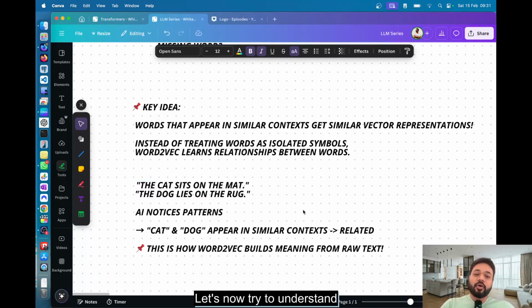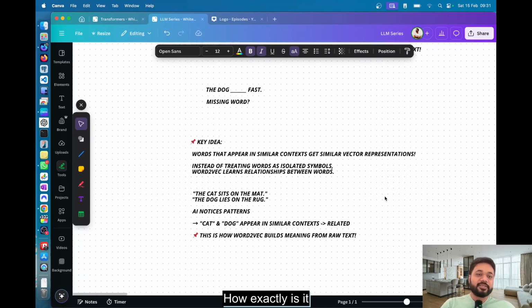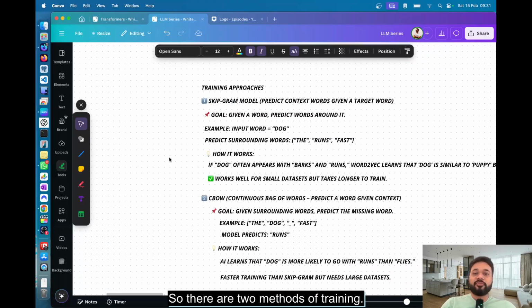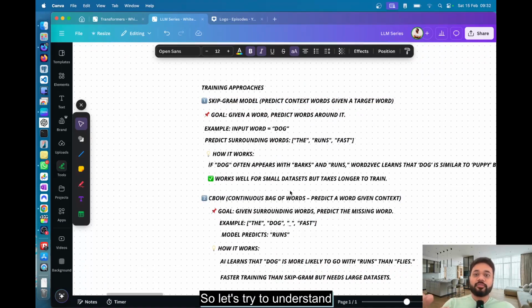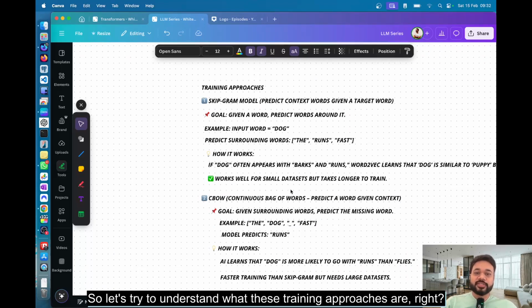Let's now try to understand how exactly this is done, how exactly it is trained, right? So there are two methods of training. One is known as the skipgram model and the other one is known as continuous bag of words. Now again, you remember we have already learned bag of words. So let's try to understand what these training approaches are, right?